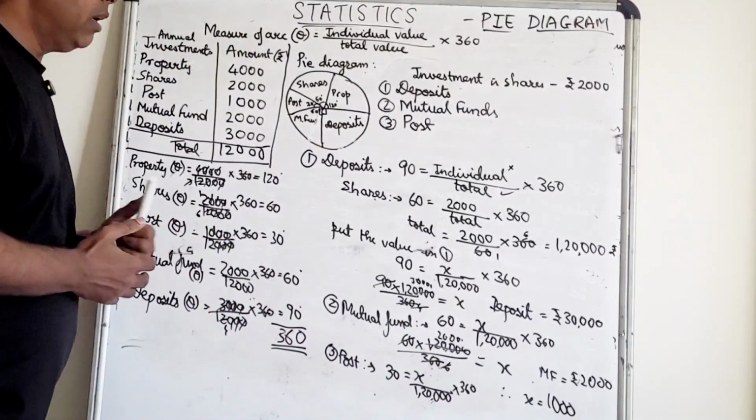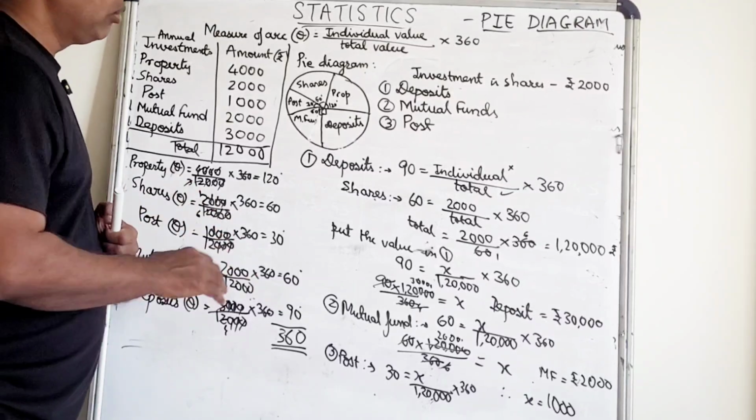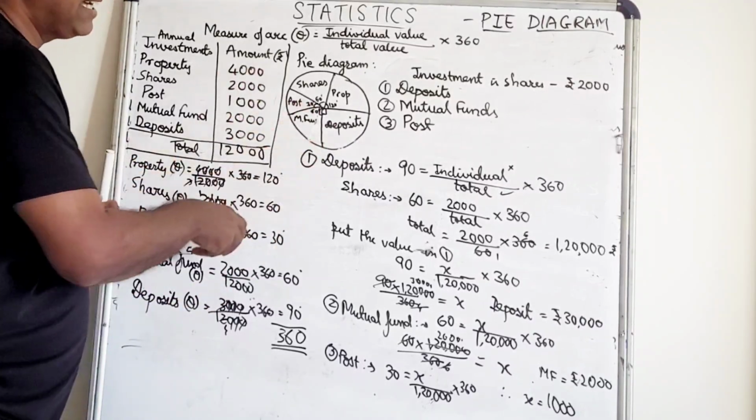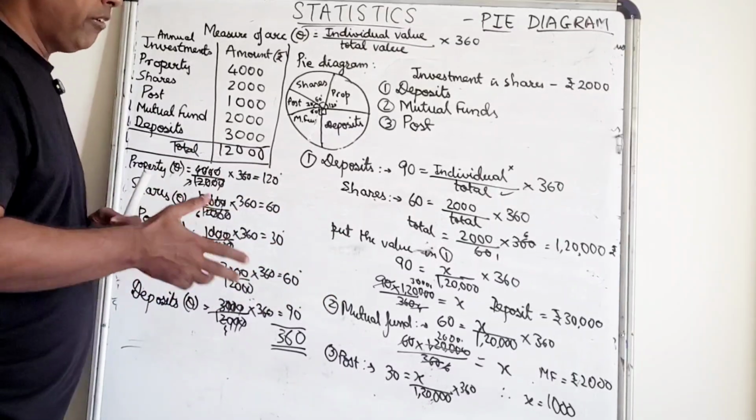So this is how the pie diagrams are solved. In your 10th standard portion, they have given you the pie diagrams, and from there you have to find out the values. I hope you have understood how to do.